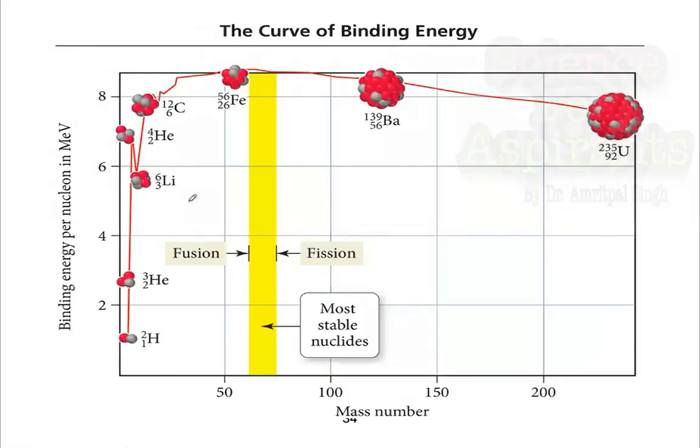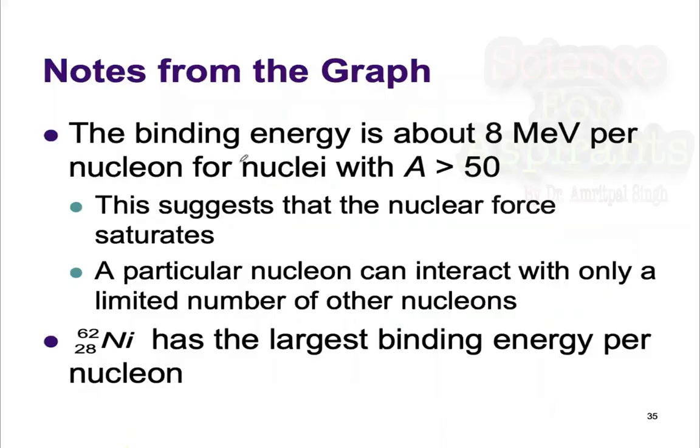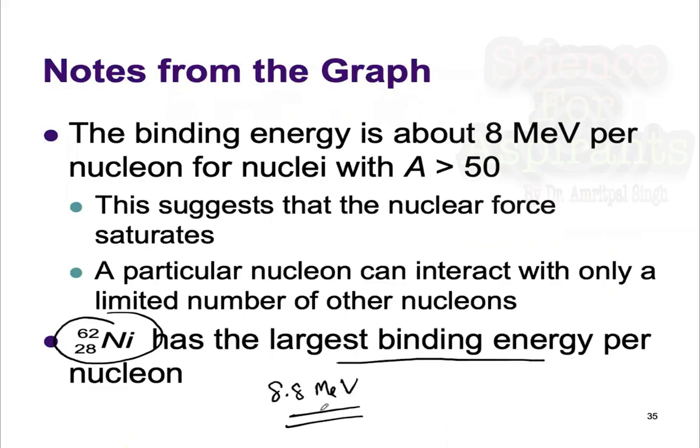So the more stable nuclides lying somewhere in this stability belt are the more stable nuclei. So these are some of the important points which you can find out from this binding energy per nucleon. Nickel 28 62 is considered as having the largest binding energy per nucleon, with a value of 8.8 mega electron volt.